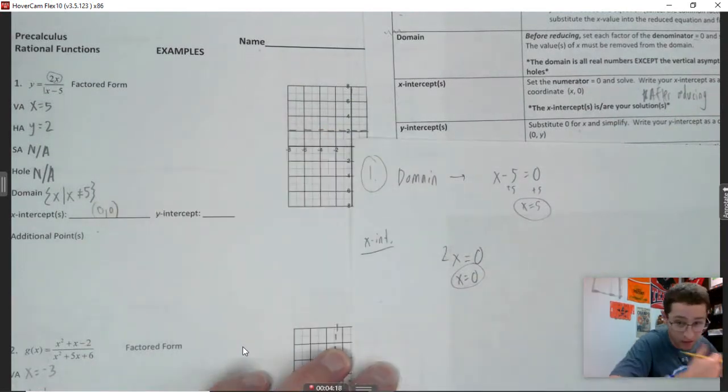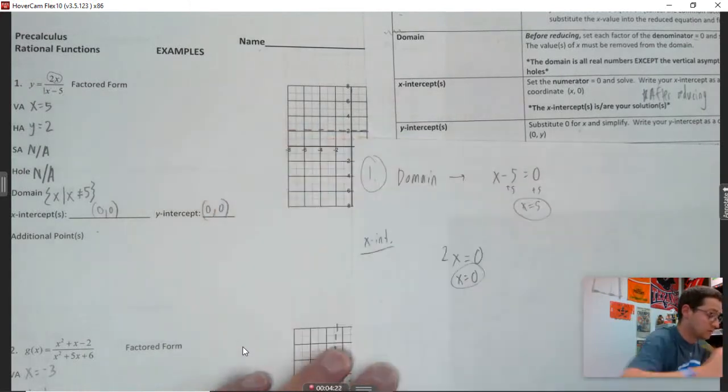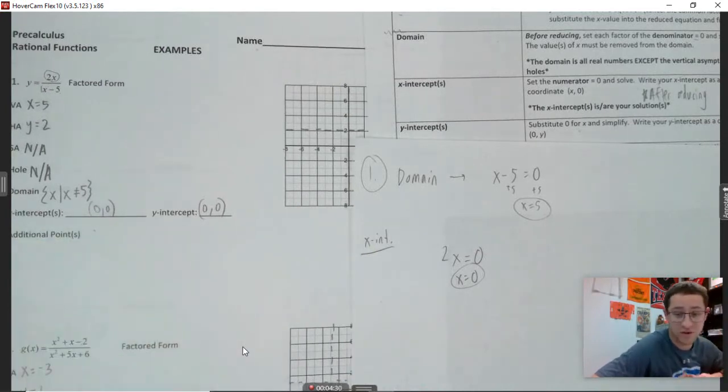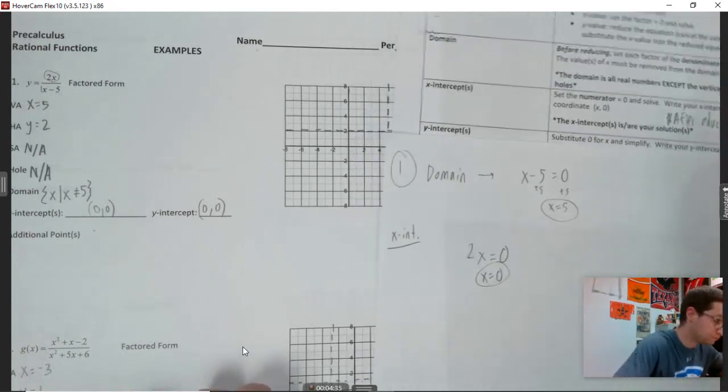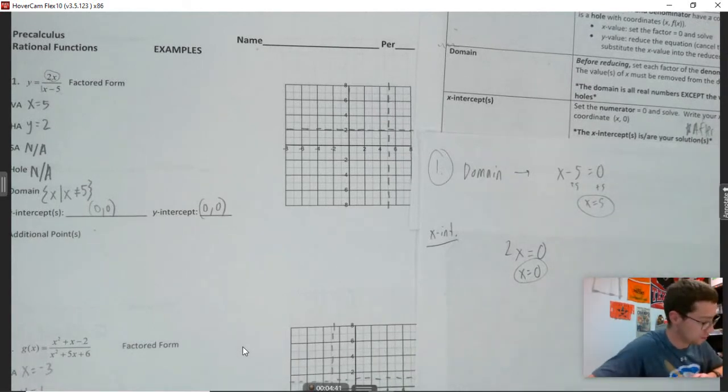which tells us that this is also the y-intercept. If you think about it, if it's the x-intercept and it's at 0, comma 0, it also has to intersect the y-axis as well. So that's kind of a funky one, but we'll look at other examples to clear that up. Okay, so that's the x-intercept.